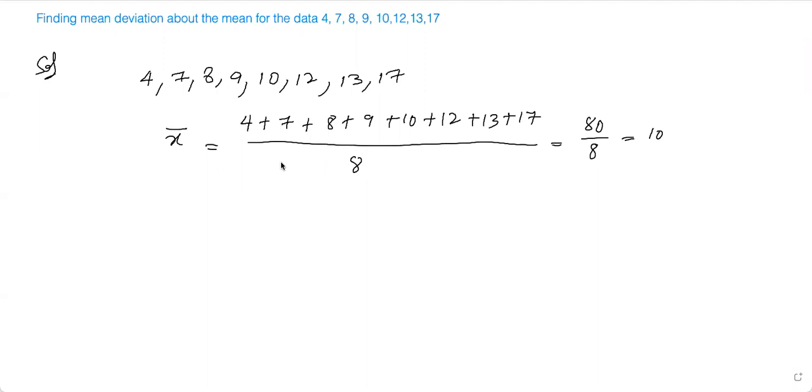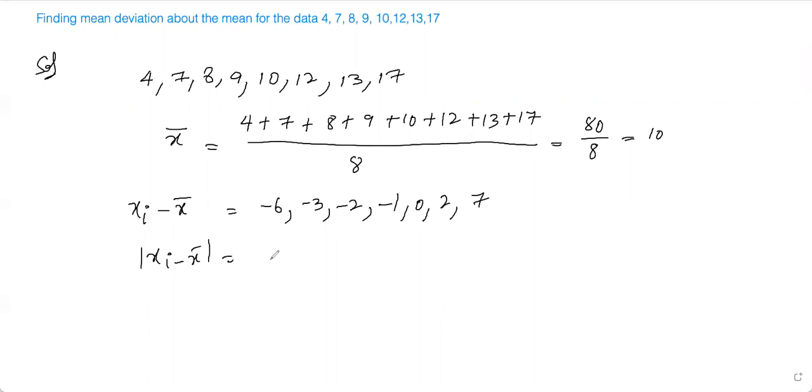The deviation of the respective observations from the mean, that is xi minus x bar, are -6, -3, -2, -1, 0, 2, 3, and 7. And the absolute values of the deviations, that is mod of xi minus x bar, are 6, 3, 2, 1, 0, 2, 3, and 7.